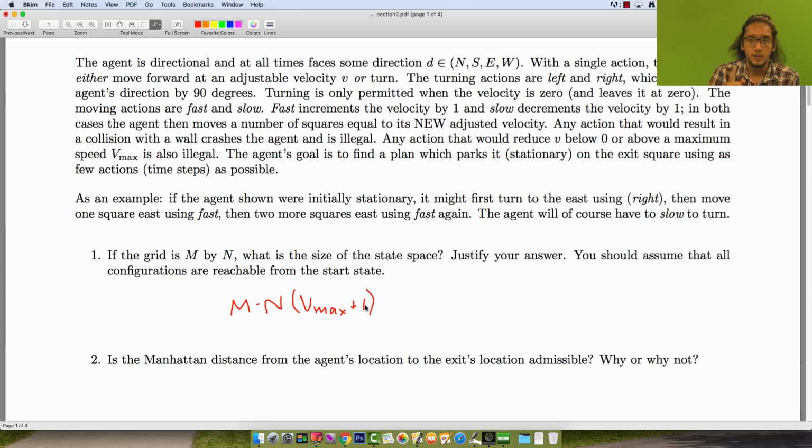And also you have orientation, and there's 4 possible orientations, north, south, east, west. So that gives you a 4 over here. And just multiply the sizes of each of these ranges, and that will give you the size of your state space.